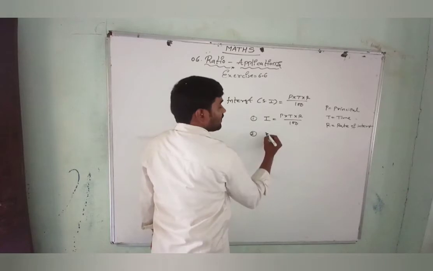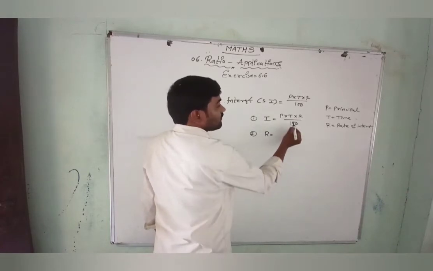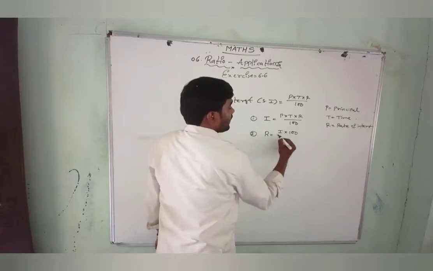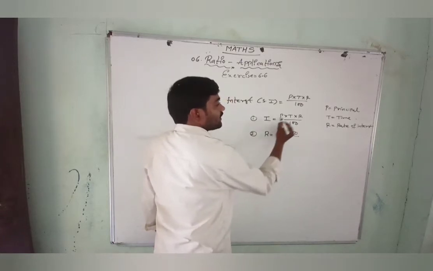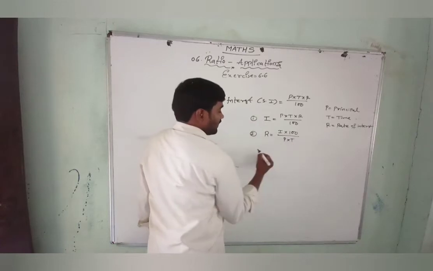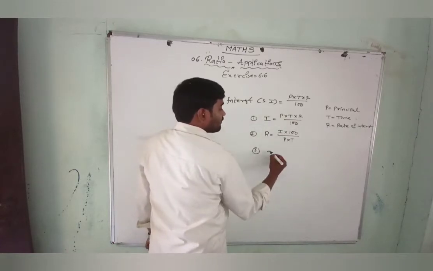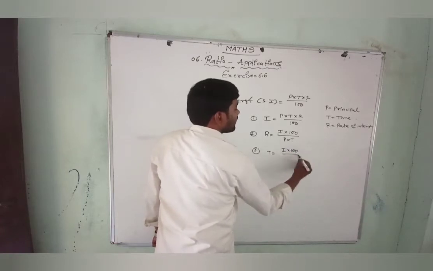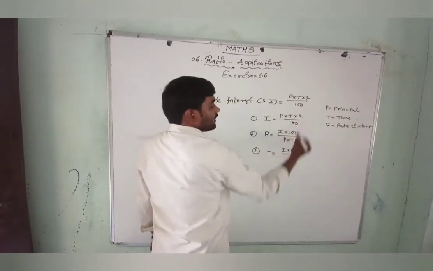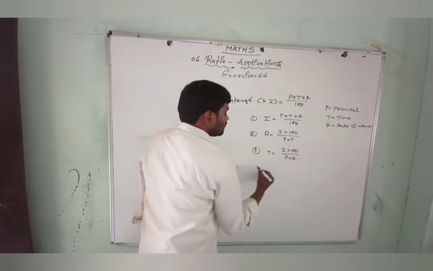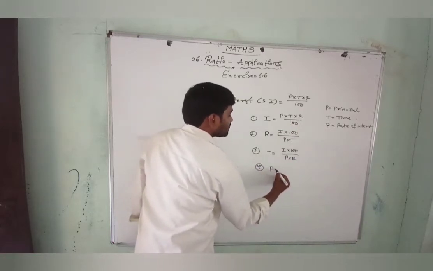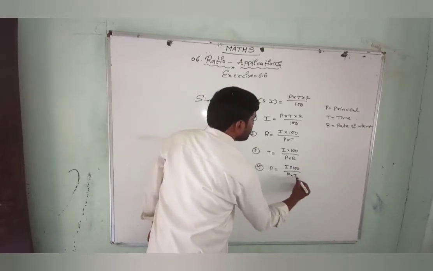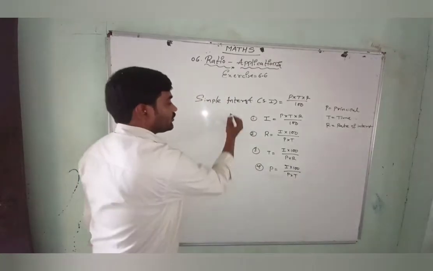If you want to find the rate of interest, we send the remaining terms to the other side: I into 100 by P into T, where I is the simple interest. If you want to find the time, the formula is I into 100 by P into R. If you want to find the principal, it is I into 100 by T into R. These are the four formulas you need to remember.